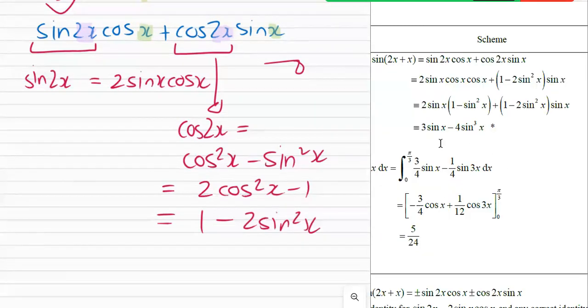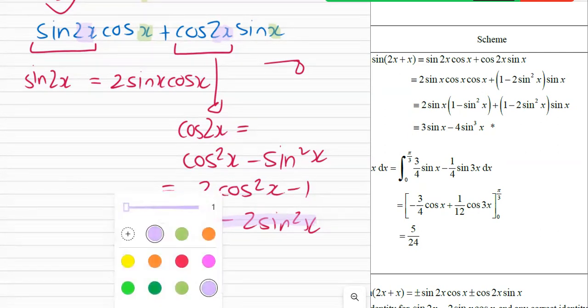And you can see from the mark scheme that they chose to use this one. And I tend to agree. So the goal is always to manipulate further. I would have used either this one or this one, looking at it, since it's got sine and cos in. I'm going to follow the mark scheme, so we're going to use the 1 minus 2 sine squared x version of it.